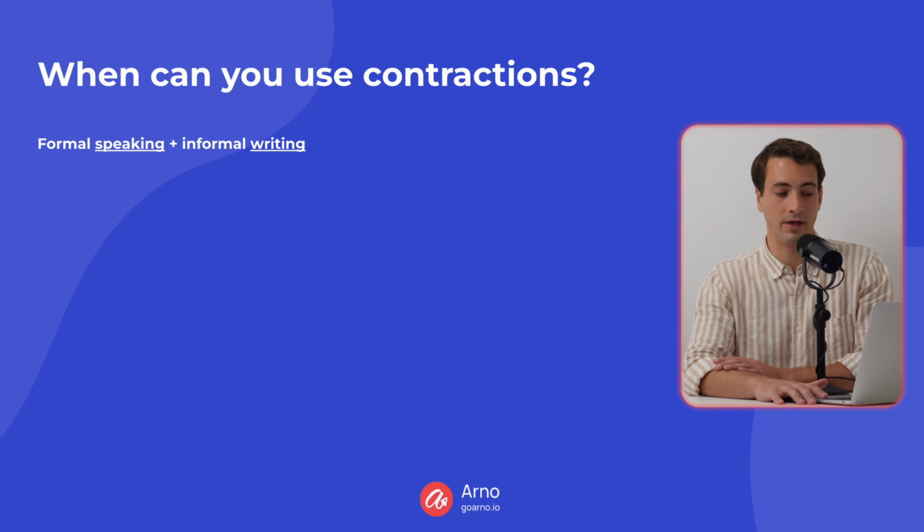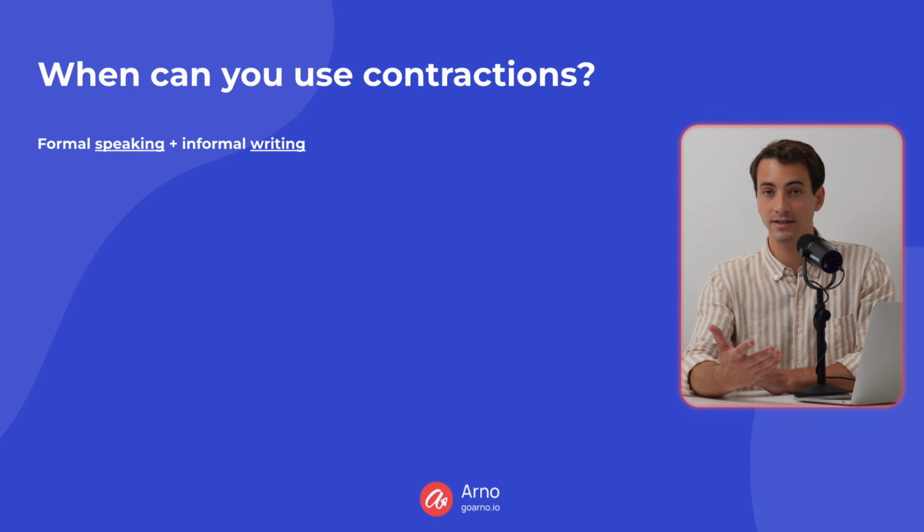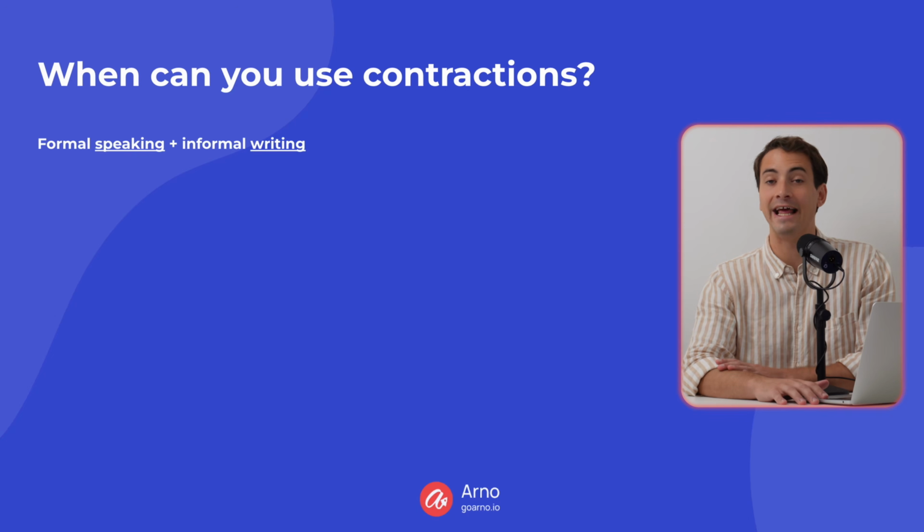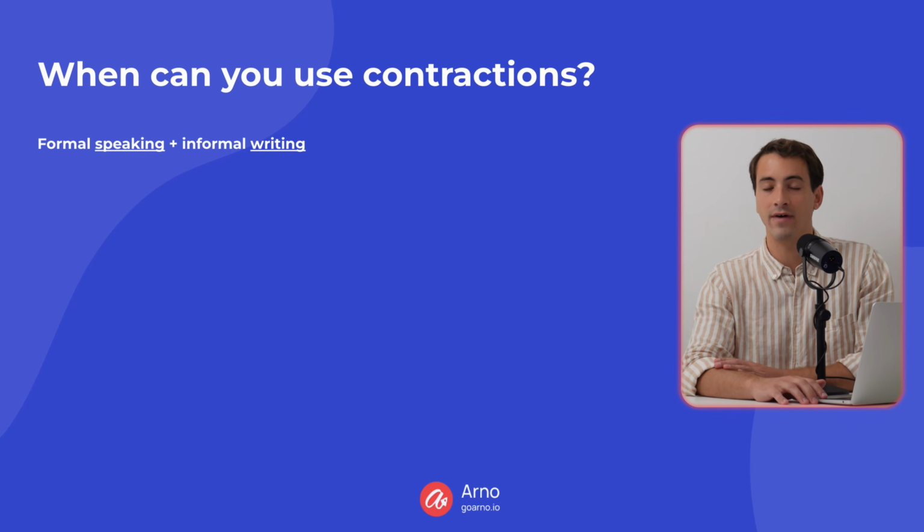For formal speaking and informal writing: formal speaking is what you would do on an English proficiency test or in a school presentation or business presentation, and informal writing would be something like an email to a friend or family member. Then the following contractions will be appropriate.